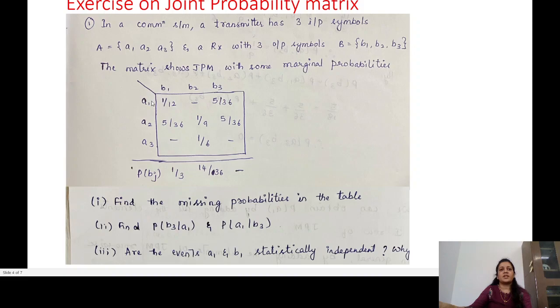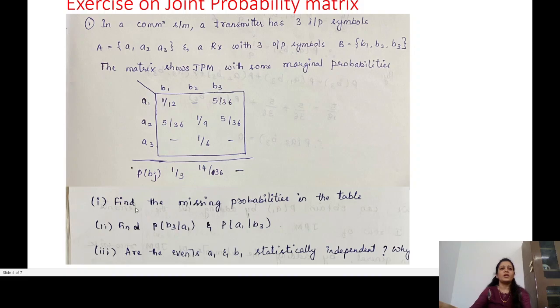This first term is nothing but the joint probability P of A1 comma B1. This third term is the joint probability P of A1 B3. The second term is missing. Similarly, this is nothing but the joint probability P of A2 comma B1, A2 comma B2, this is A2 comma B3, and so on. And P of Bj says what is the probability of receiving the output symbol. 1 by 3 is P of B1, this is P of B2, but P of B3 is not given here.